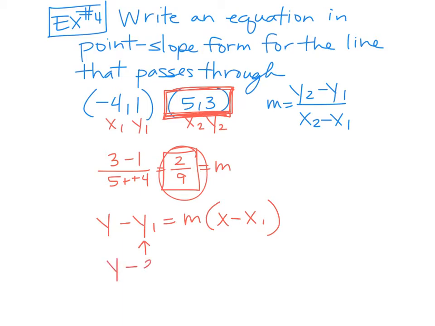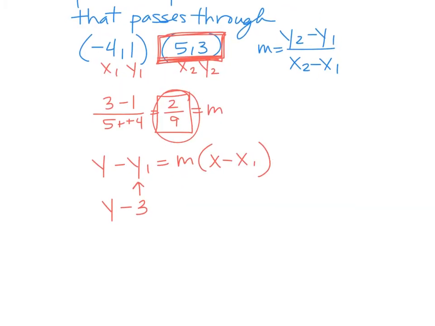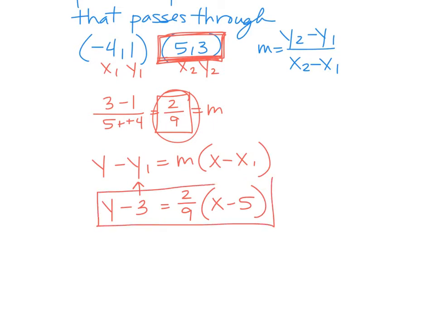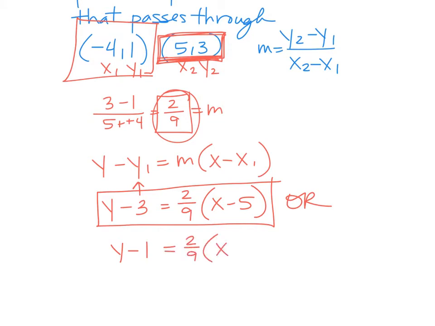So y minus 3 equals the slope, 2 over 9, times x minus 5. Okay, so this is one acceptable answer. Or if you use your other point, then you could say y minus 1 equals 2/9 times x minus a negative 4, which would be plus a positive 4. This would be your other acceptable answer. You could give me either one of those and be fully correct.